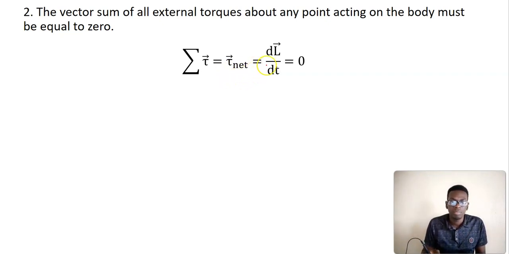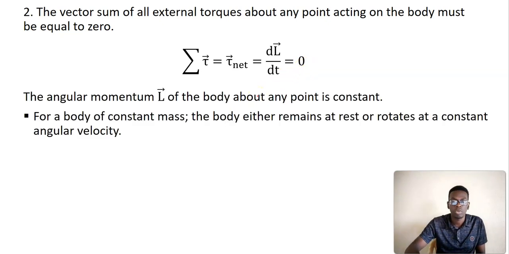And this net torque is equal to the time rate of change of the angular momentum. This expression is the rotational analog of Newton's second law. In Newton's second law, the net external force is the time rate of change of the linear momentum. But in the rotational analog, the net torque, which is the turning effect of the force, is equal to the time rate of change of the angular momentum. The second condition says that this net torque has to be equal to zero.